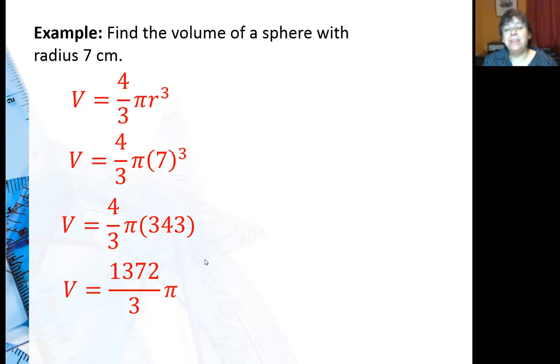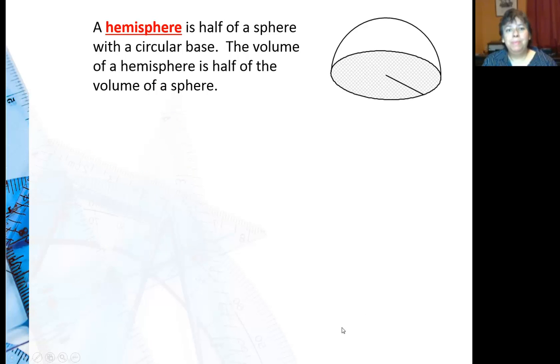I know 1372 is not divisible by 3, because I know where the number came from, 7s and 4s, which are not divisible by 3. But you can also tell because 1 plus 3 plus 7 plus 2, that's 13, and 13 is not divisible by 3. So this is pretty much an ugly number. This is the exact answer. I'm going to go ahead and approximate it and round it to, say, the 10th place. So when I put this whole thing in my calculator, I get 1436.8 cubic centimeters.